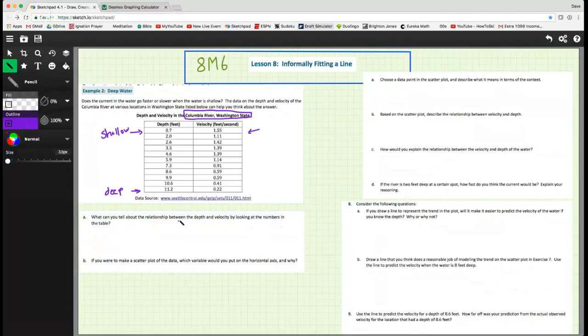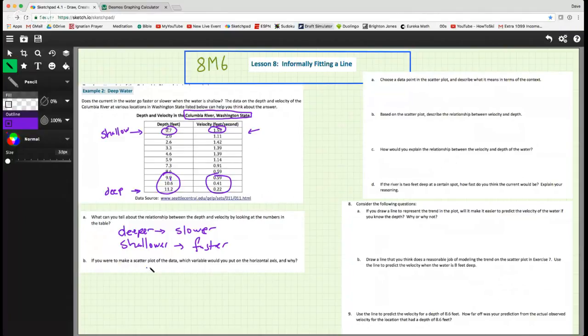So what will you notice? What can you tell about the relationship between the depth and velocity by looking at the numbers in the table? I encourage you to pause after every time I ask a question and make a guess, or a qualified guess, as to what you think the answer is. Well, it looks like deeper is slower and shallower is faster, right? If it's shallow, we have fast water. If it's deeper, we have slower water. That's what the data looks like.